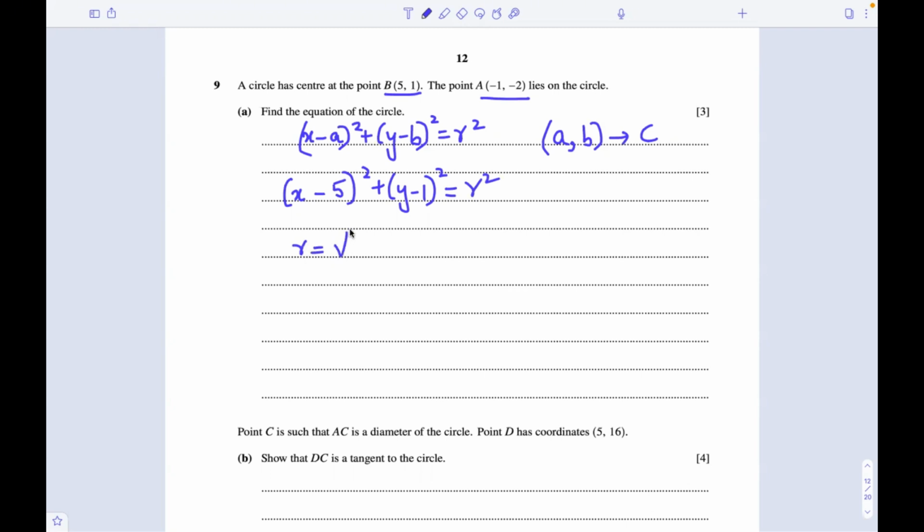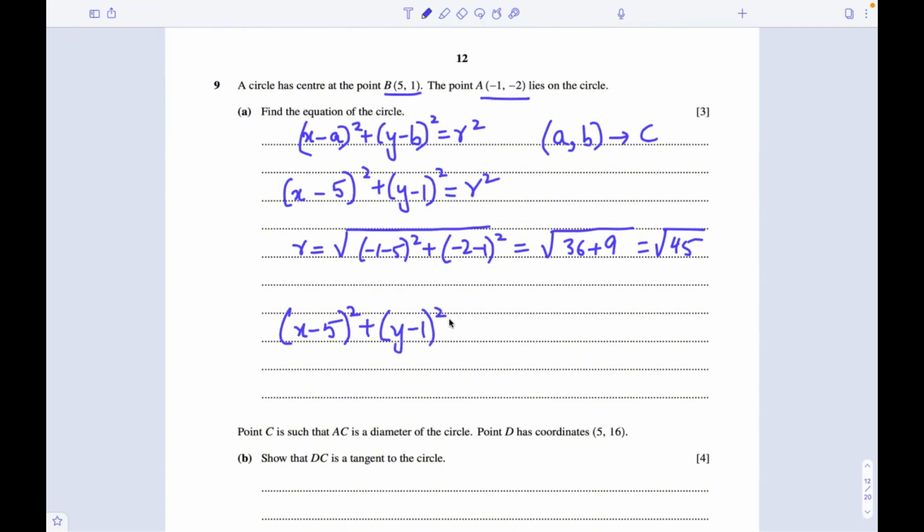So r would become the square root of (x2 minus x1) whole squared plus (y2 minus y1) whole squared. So this would become the square root of (minus 1 minus 5) whole squared plus (minus 2 minus 1) whole squared. We get 36 plus 9, which is the square root of 45. So the equation would become (x minus 5) whole squared plus (y minus 1) whole squared is equal to (square root 45) whole squared, and cancelling out the square root with the square, we have (x minus 5) whole squared plus (y minus 1) whole squared is equal to 45.